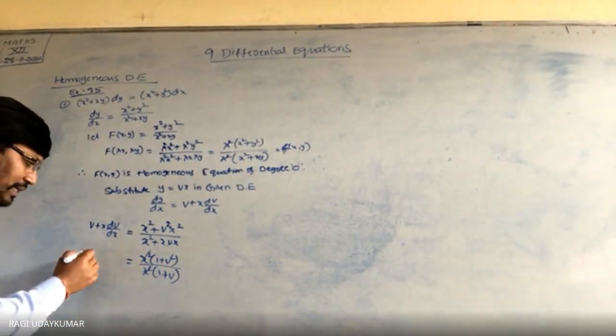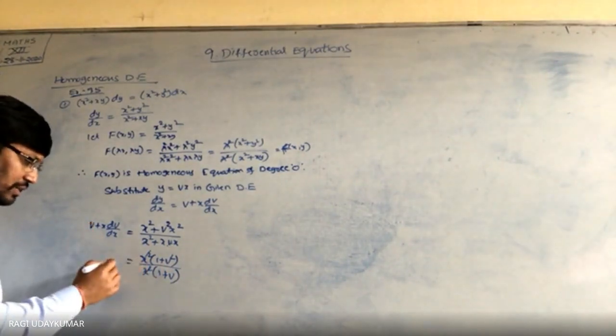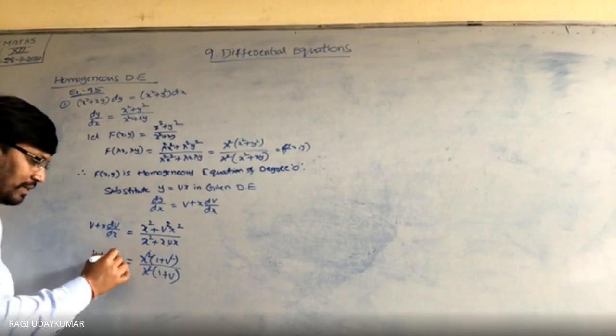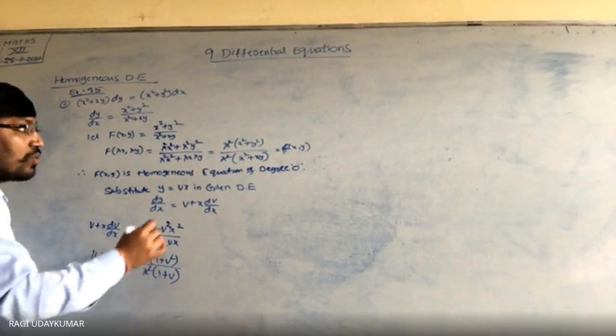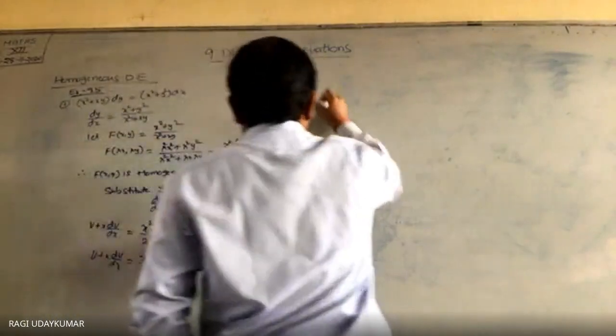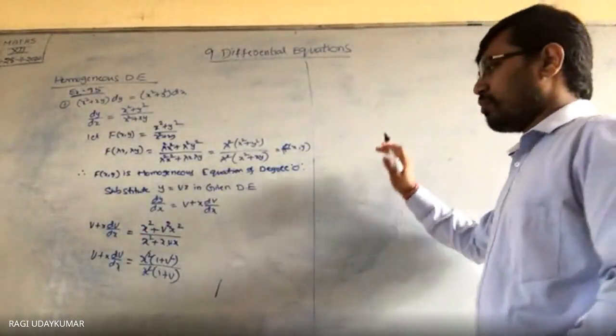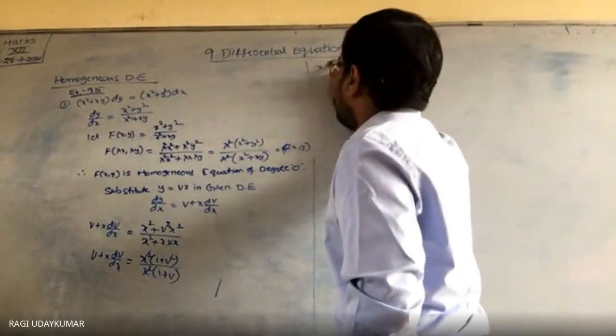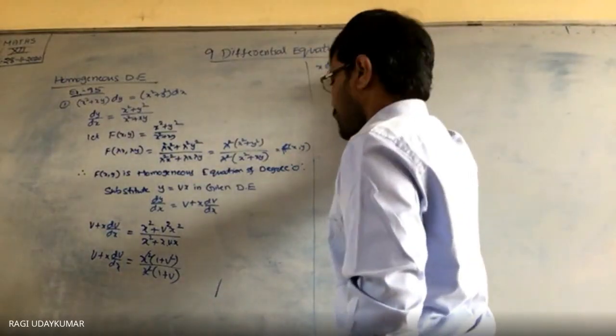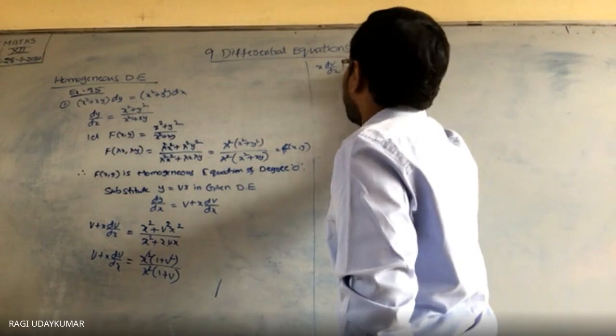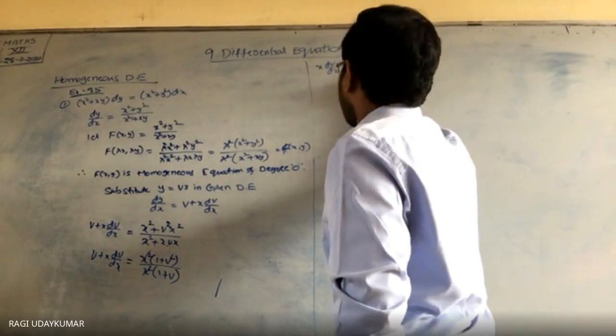So we are going to get here v plus x dv by dx on the left side. Let me write that. So v goes to the right side. Mostly all the problems will be similar to this model. x dv by dx is equal to (1 plus v square) by (1 plus v) minus v.